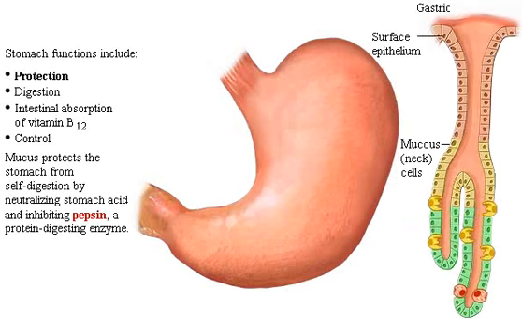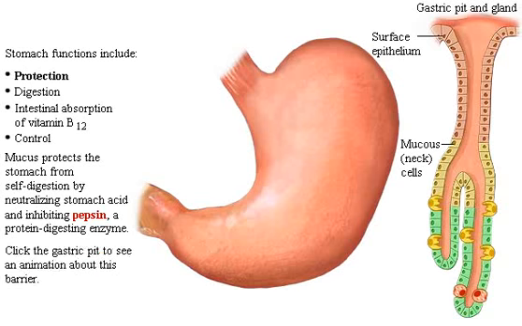Surface epithelial cells and mucus cells secrete a thick mucus layer that covers the gastric mucosa. Mucus protects the stomach from self-digestion by neutralizing stomach acid and inhibiting pepsin, a protein-digesting enzyme. The mucus, along with tight junctions between epithelial cells, constitutes the gastric mucosal barrier. Click the gastric pit to see an animation about this barrier.